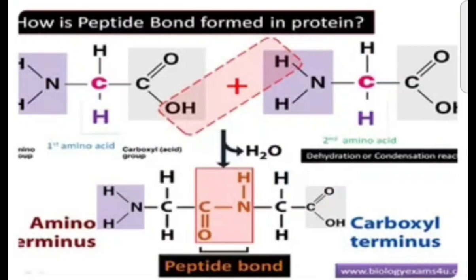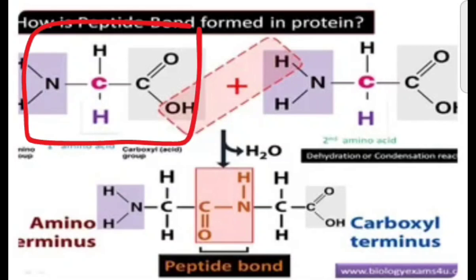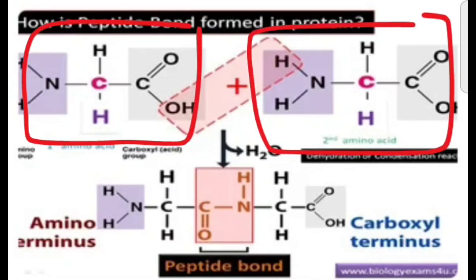Now, when we see how to draw a primary sequence of proteins, we should take care that 2 amino acids are first drawn. This is the first amino acid. This is the second one. In between them, we have a bond formation between the carboxyl group and the amino group.